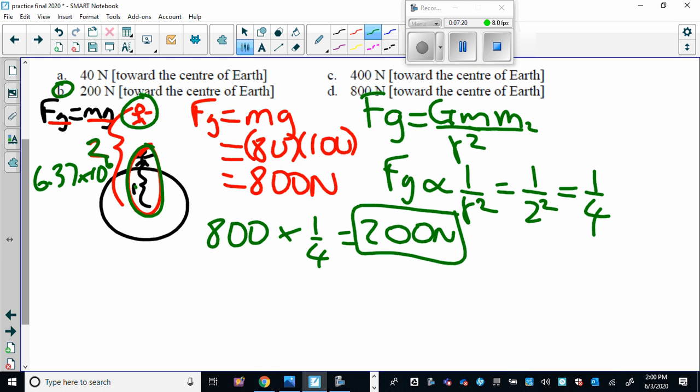So you can probably see how it would be easy on that question to say, well, you double the distance, so don't you just halve the gravitational field strength? Well, no, that's not true. It's because of this. It's because of the r squared.